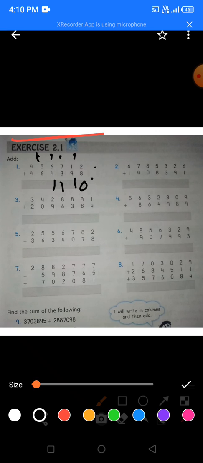Okay children. So 1 plus 5 is 6. 6 plus 6 is 12. So I have written here 2 and I have carried here 1. Yes children. Now 1 plus 4 is 5. 5 plus 4 is 9. So this will be your answer. The answer is 9,21,110. I hope this is clear to you. Yes children.